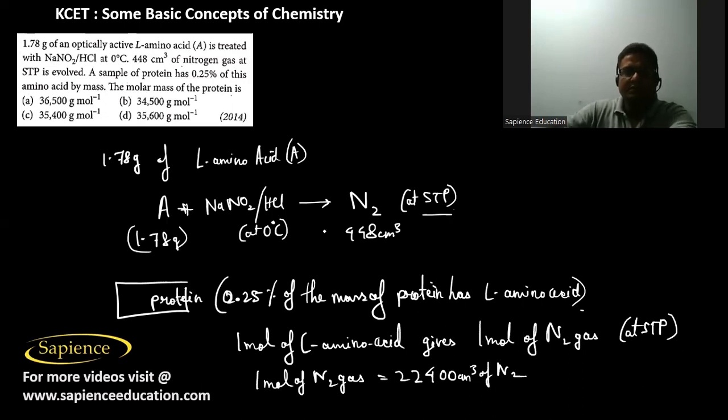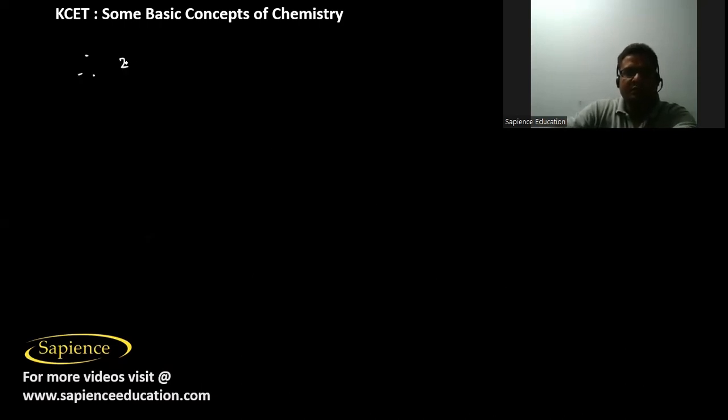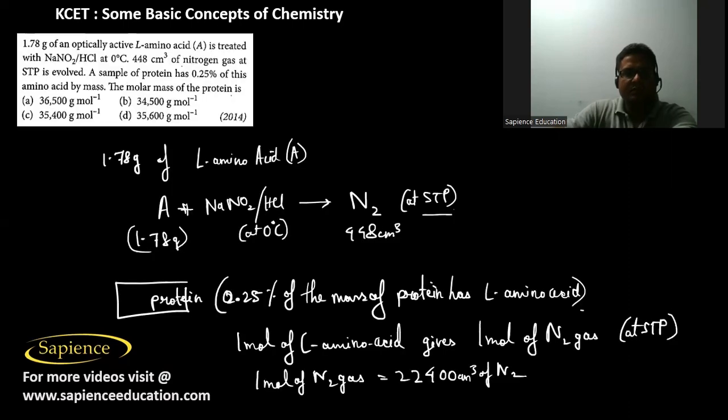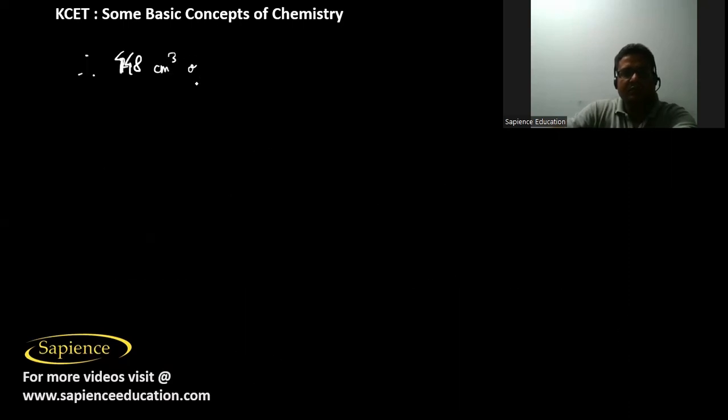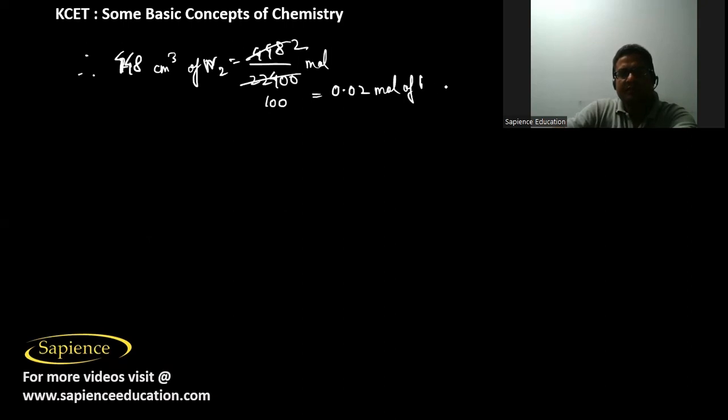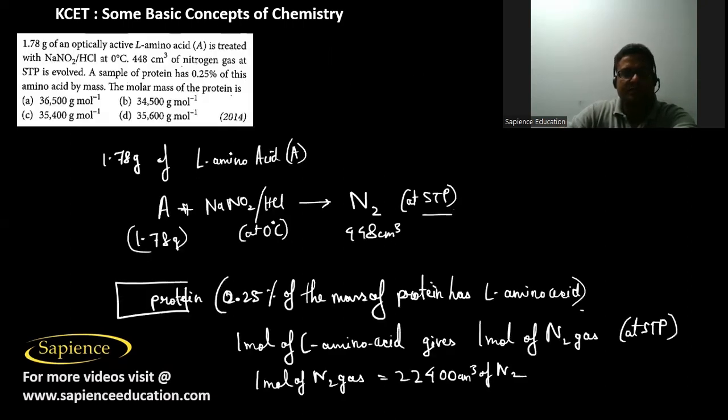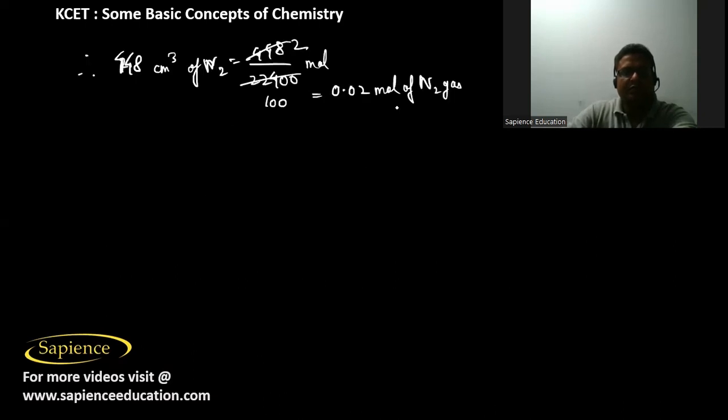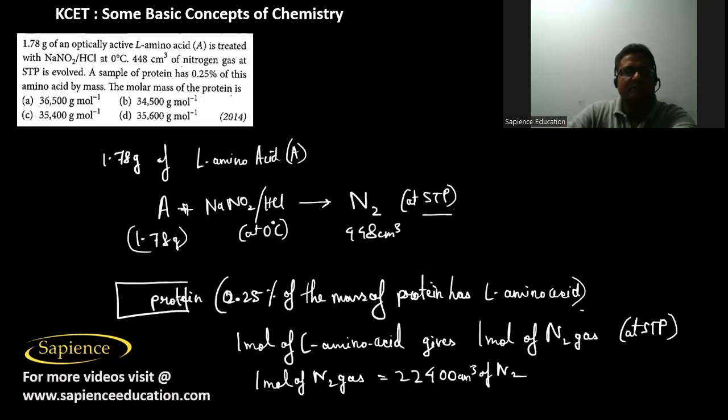So therefore 448 centimeter cube of N2 gas means 448 divided by 22,400 mole. It is 224 into 100 and this is 224 into 2, which is 0.02 mole of N2 gas. Now, 0.02 mole of N2 gas will be obtained from 0.02 mole of L amino acid.